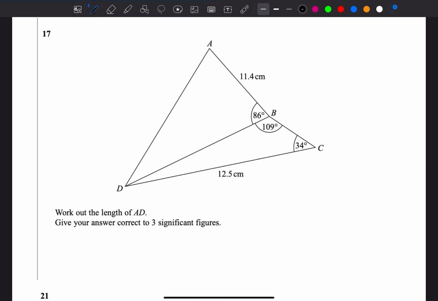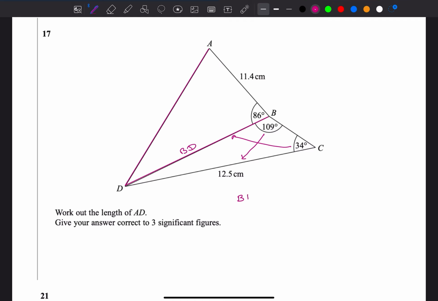You want the length of A to D. So the length of A to D is what you want to see. We can always work out the common length, which is here. So I think these two would go here, this one, and this would go here. So what do we want to call it? Yeah, we call it BD.